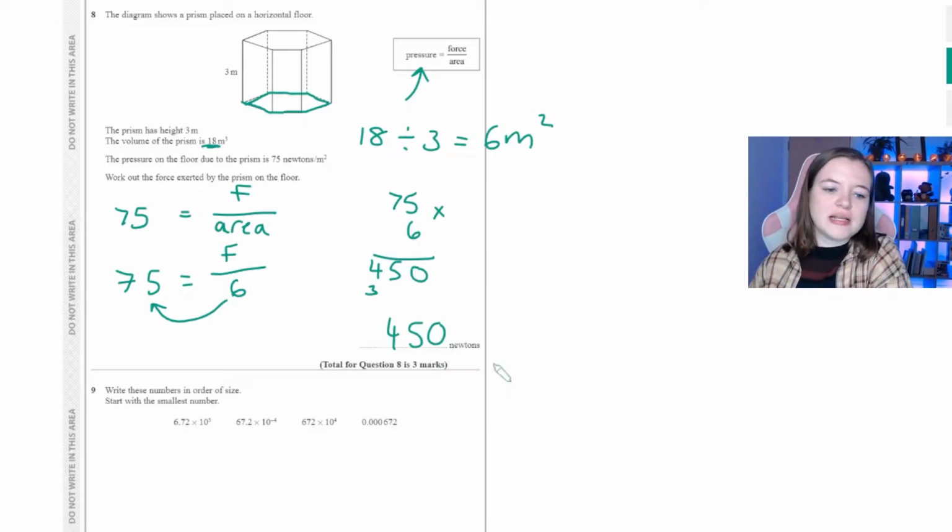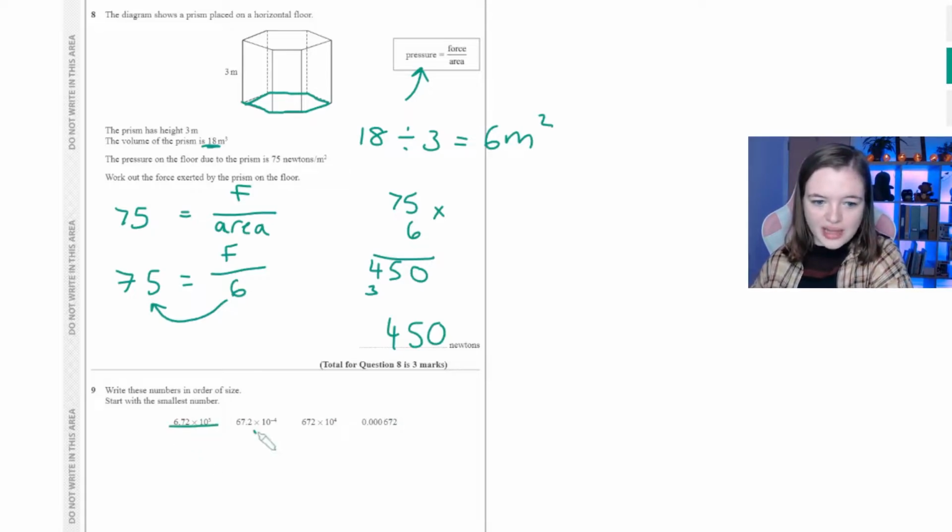Question 9. Write these numbers in order of size. Starts with the smallest number. So I've got 6.72 times 10 to the 5, 67.2 times 10 to the minus 4, 672 times 10 to the 4, and 0.000672.